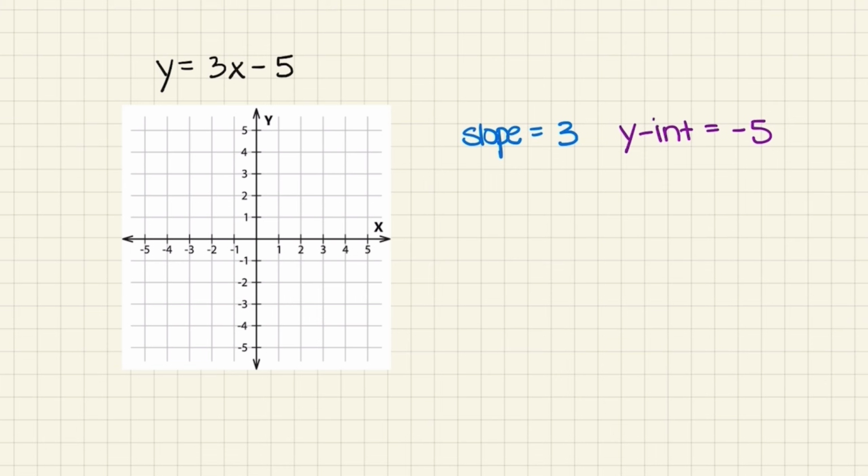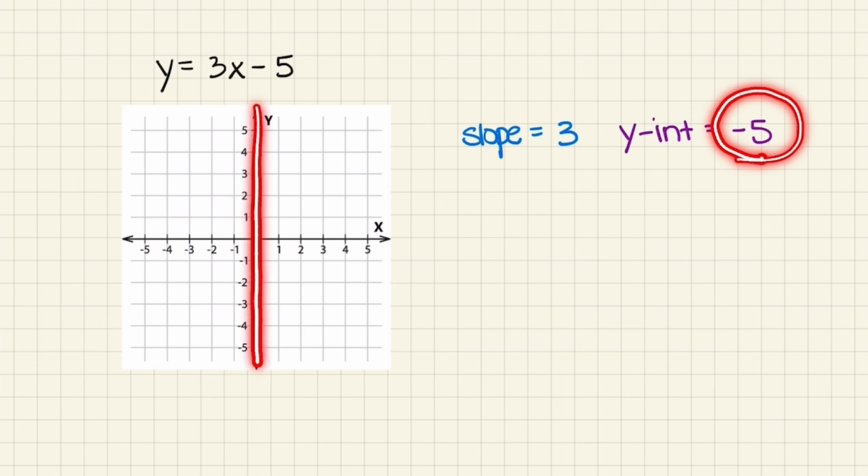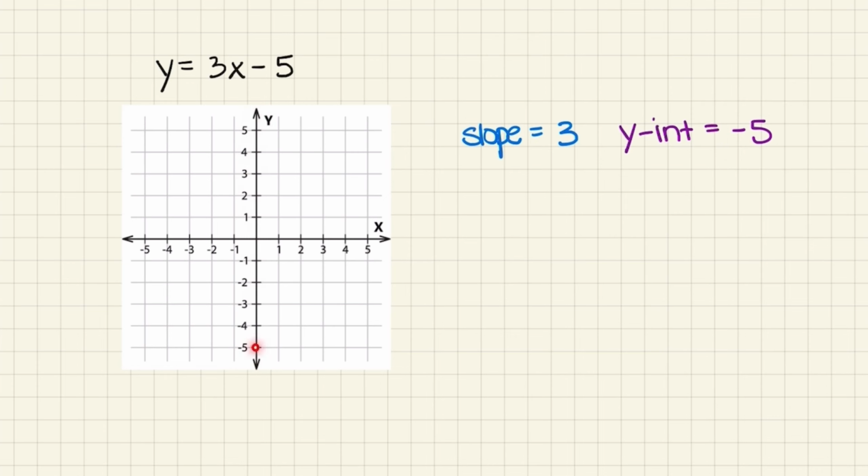So remember, the first thing we do is plot our y-intercept, which is going to be on our y-axis. -5 is down at the bottom, so here is our first point, (0, -5). Next, we look at the slope. Since our slope is 3, we need it in rise over run form. If it's not given to us in a fraction, all we have to do is put it over 1, because 3 divided by 1 is the same thing as 3.